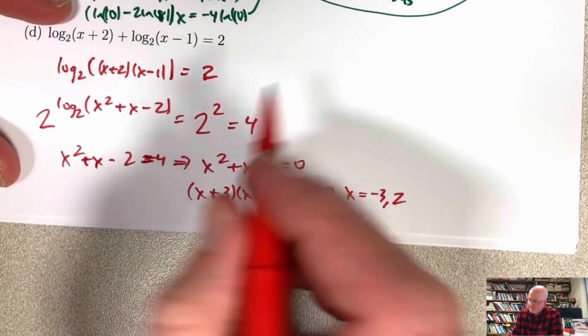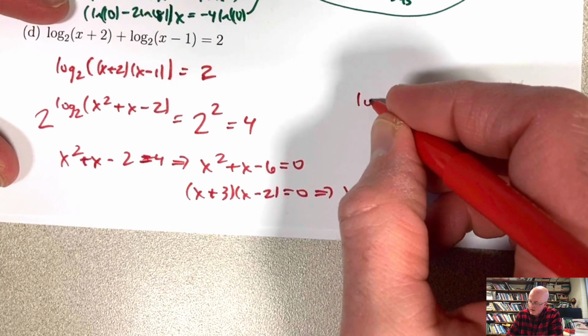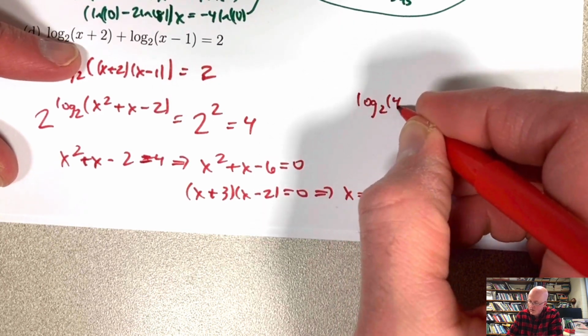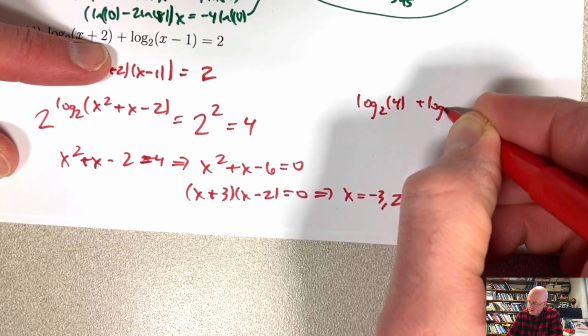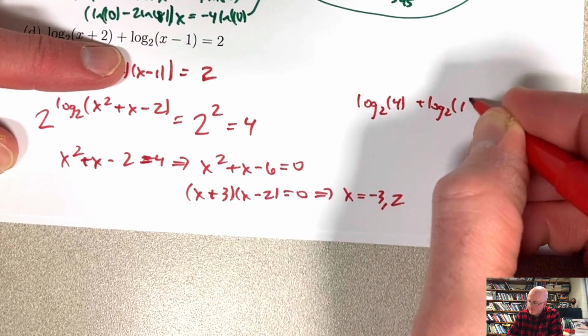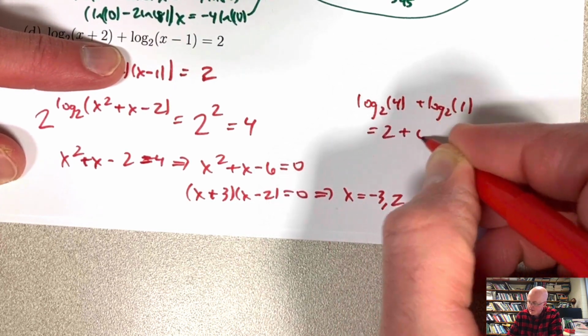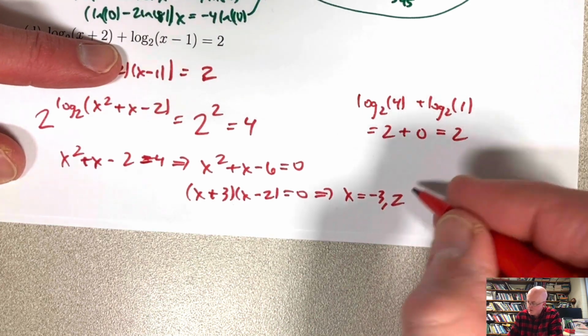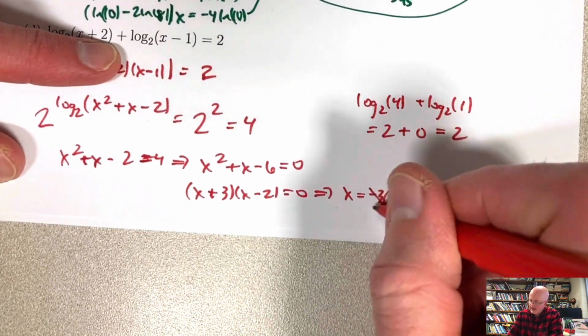Does 2 work? If I check it with 2, I get log base 2 of 2 plus 2 is 4, plus log base 2 of 2 minus 1 is 1. That is 2 plus 0 is 2. It does work when x is 2. That is the answer, not negative 3.